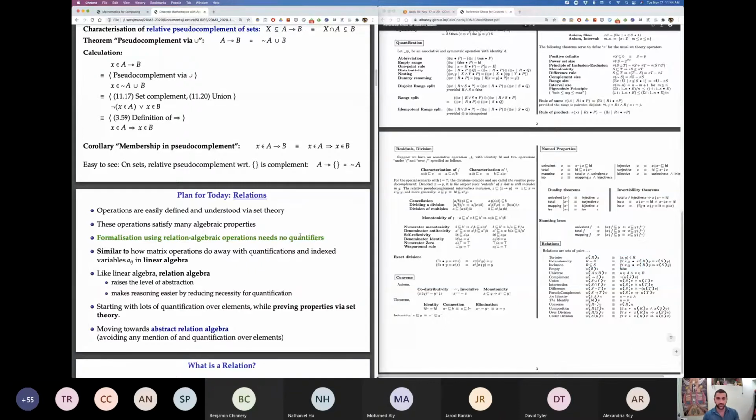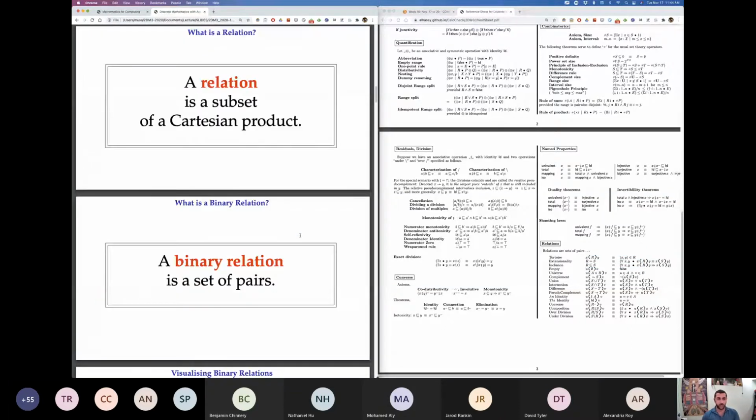Again, just to be clear, we're still working in set theory. Using these tortoise brackets just means the pair is inside the set R. That's all it means. We're still doing set theory, but now involving multiple variables, and this is called relations or relation algebra.